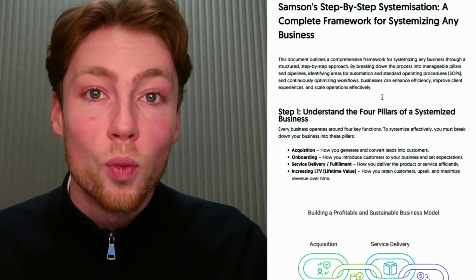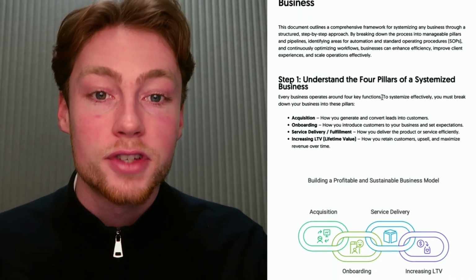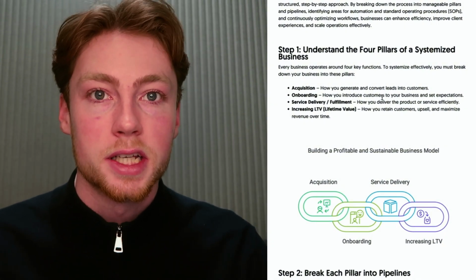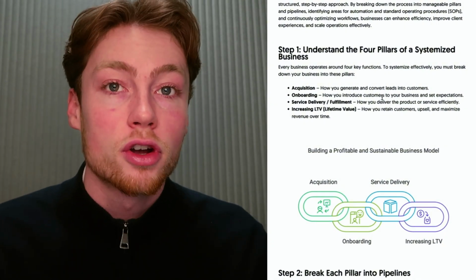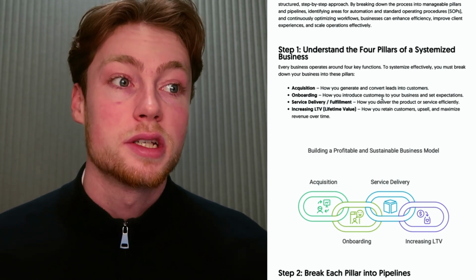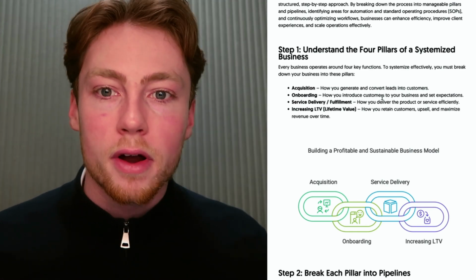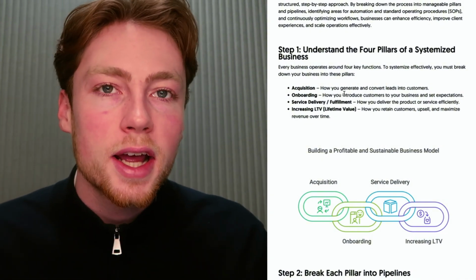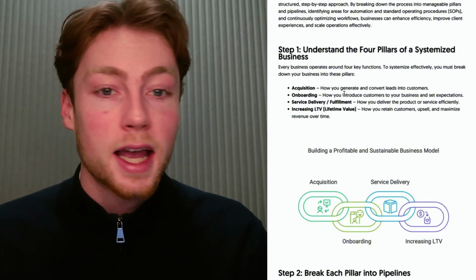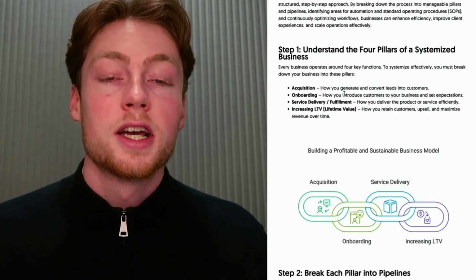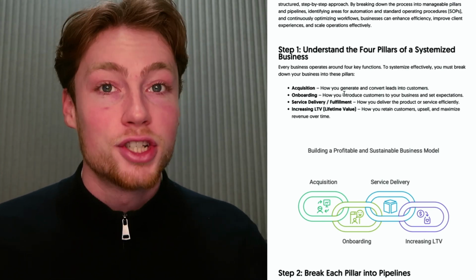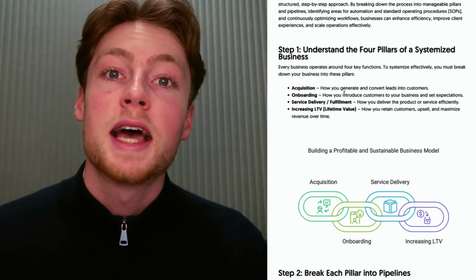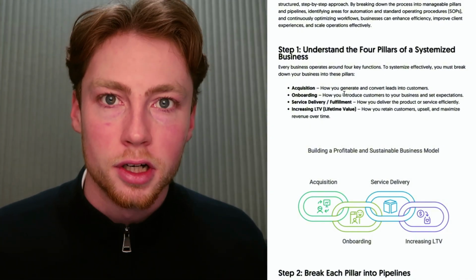So step 1 of 8. This is step 1 of systemizing your business. This is understanding the 4 pillars of a systemized business. Any business can basically be broken down into 4 simple stages. These are very general, very broad, but this is the basic idea. You've got acquisition. This is how you generate and convert leads into customers. There is some process of generating traffic and generating leads, and then there's some process of converting that traffic and turning them into customers. That is your acquisition channel.